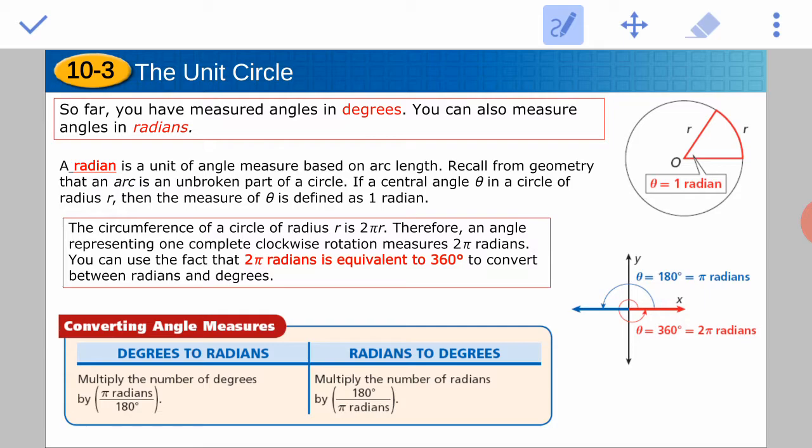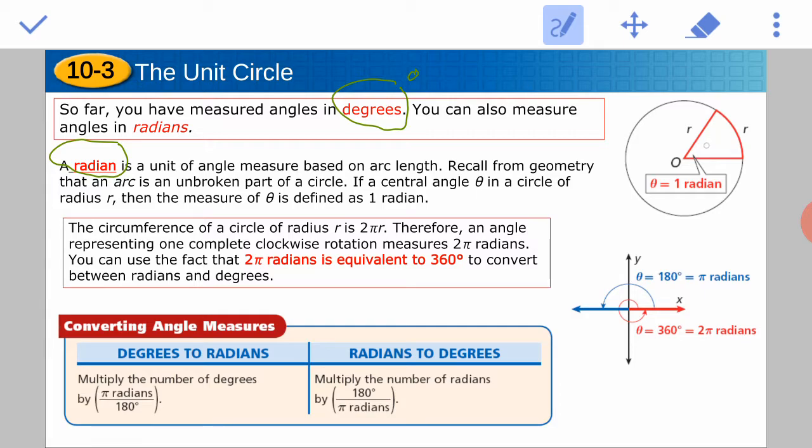So far you have measured angles in degrees. You're familiar with this system of measuring angles, and we use a small tiny circle to refer to any angle measured in degrees. Today you're going to learn how to use another system of measuring angles, and the unit of this system is called a radian. So what is 1 radian?